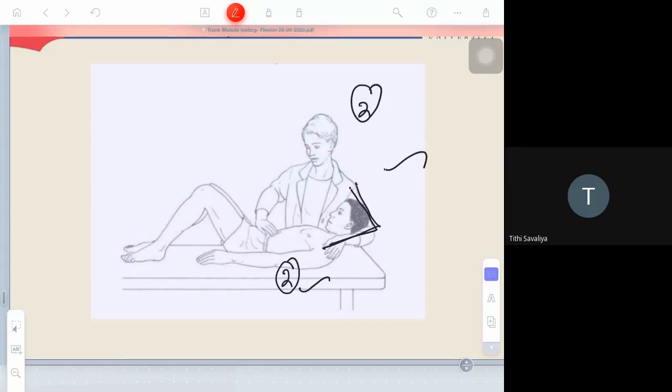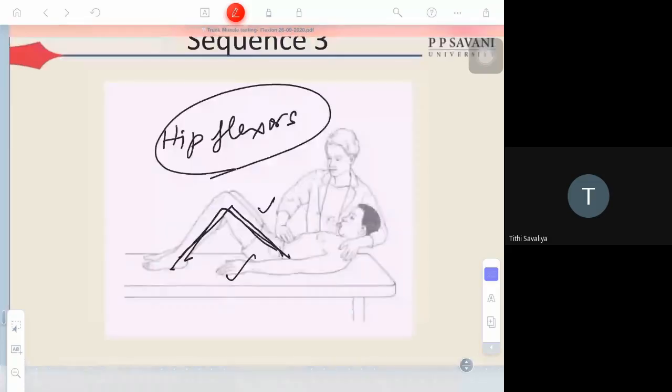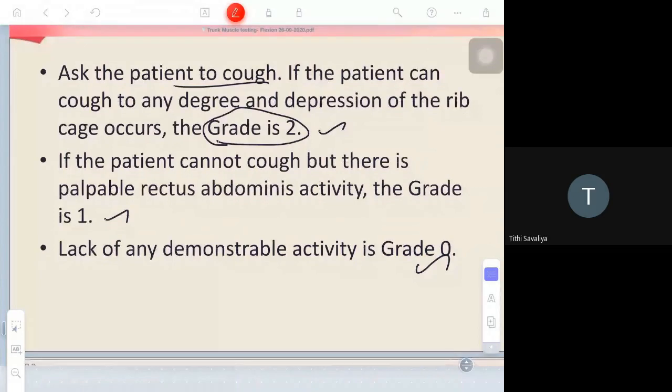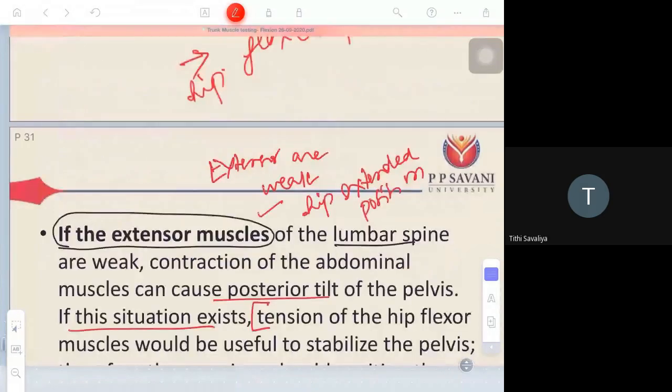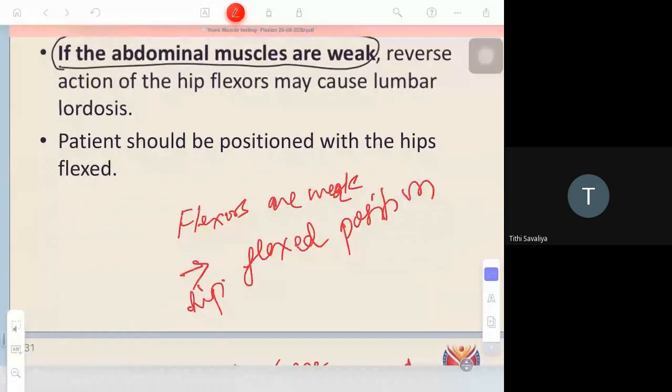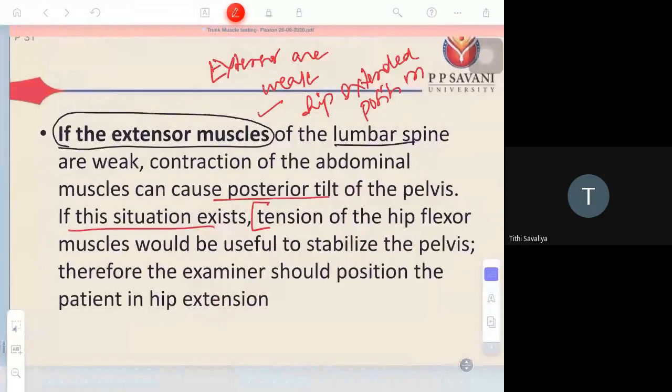And then we discussed sequence 3. You are asking the patient to cough. You go through this last slide. Ask the patient to cough. If there is depression, then 2. If the patient cannot cough, there is palpable rectus abdominis activity, 1. If there is no activity, then it is 0. That is all. And last, we discussed 2 points: what will happen if the abdominal flexors are weak, what will happen if the extensors are weak, and how you will position the patient.